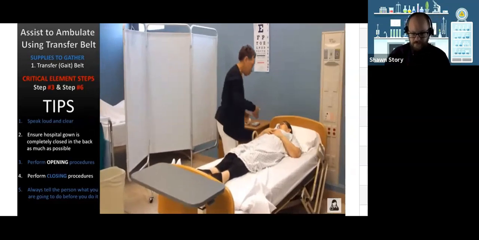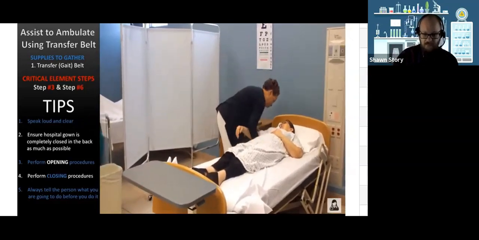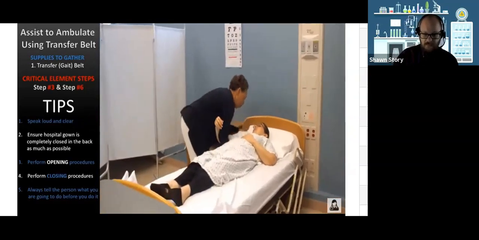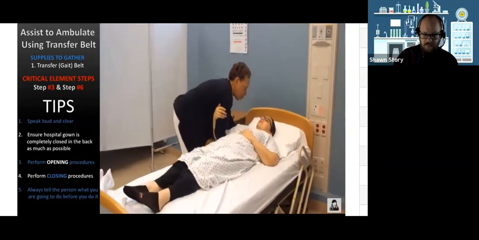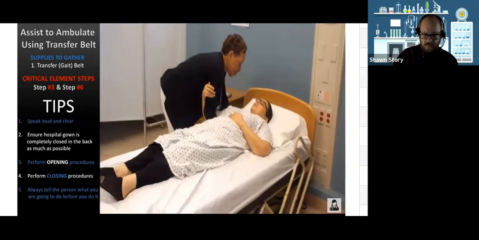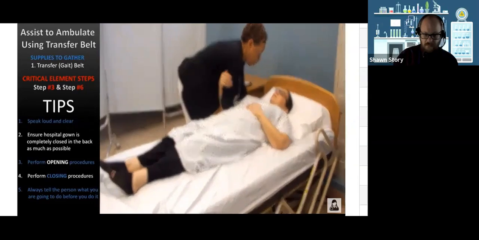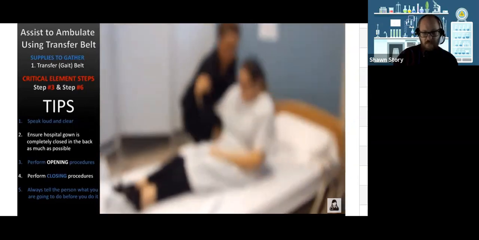Now I'm going to assist you into a seated position, okay? I'm going to interlock my arm with your arm, and I'm going to put my other hand on the back of your shoulder, and on the count of 3, we're going to sit up, okay? 1, 2, 3. There we go.